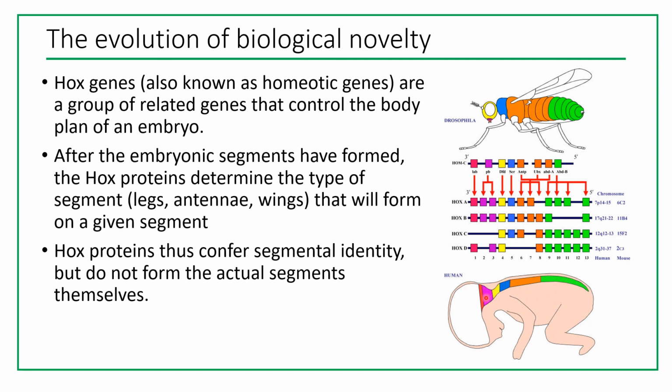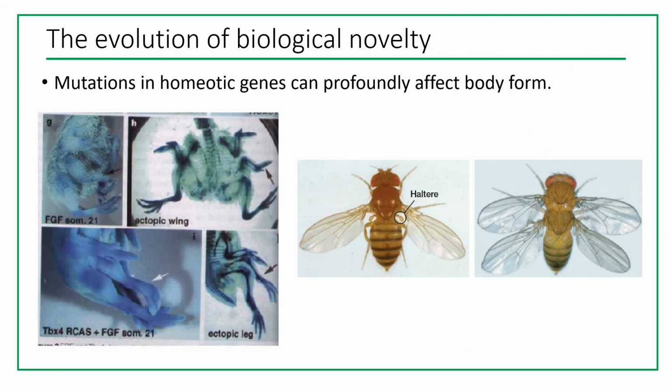Making sure that the development of your body follows a specific plan. So mutation in homeotic genes can profoundly affect body form, right? So we might believe that a biological novelty, like new parts of the body, appeared because of some mutation within these homeotic genes. Homeotic genes, Hox genes, are a very interesting and fascinating topic, but unfortunately we don't have time to discuss it right now. This is our last slide, and I hope it was helpful.